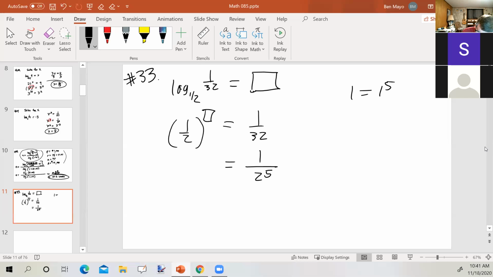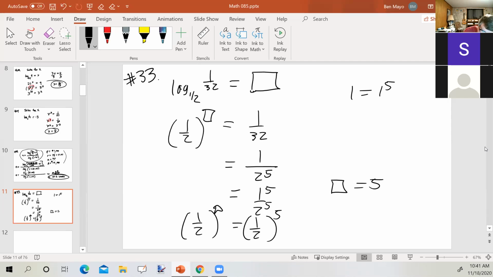1 is equal to 1 to the 5th power. So this is also equal to 1 to the 5th over 2 to the 5th. Okay, but that's equal to 1/2 to the 5th power. So if 1/2 to the box equals 1/2 to the 5th power, what does the box equal? 5. All righty. Any questions on that before we go on?